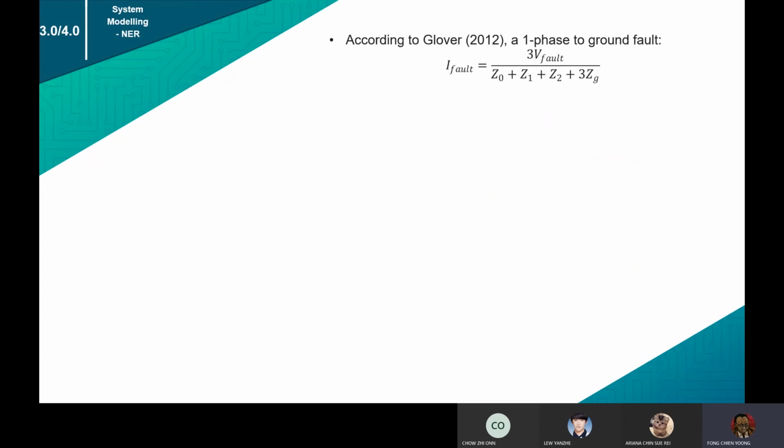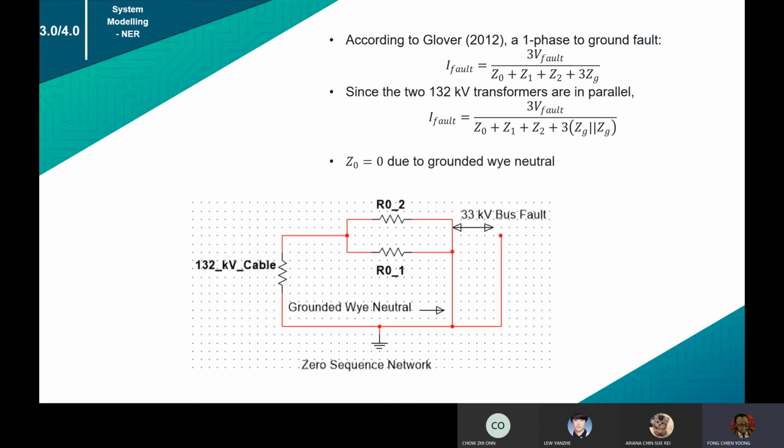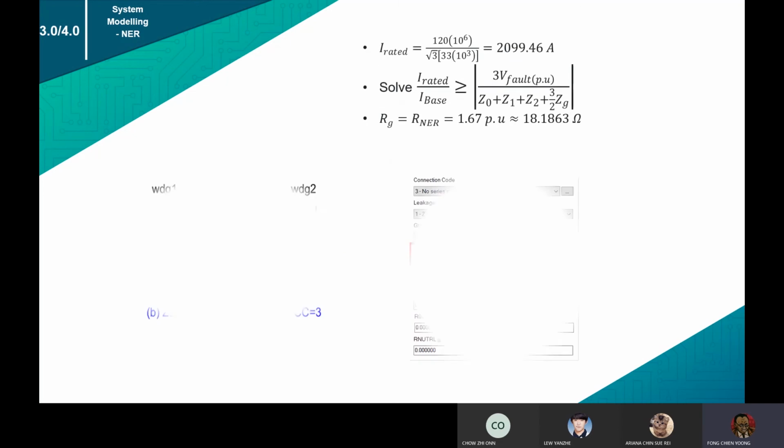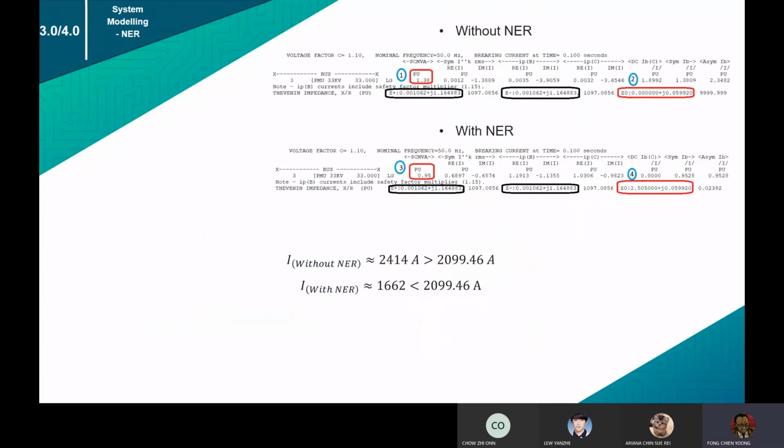According to Glover, the I fault is given, and since the two transformers are in parallel, the equation is modified, and the zero sequence impedance is 0 due to a grounded Y neutral. Next, the I rated is calculated as follows, and from there we can derive an inequality, and we find that the NER resistance is 18.1863. Without NER and with NER, the results are compared, and with NER we find that the short circuit current is below the 2099 rated ampere.